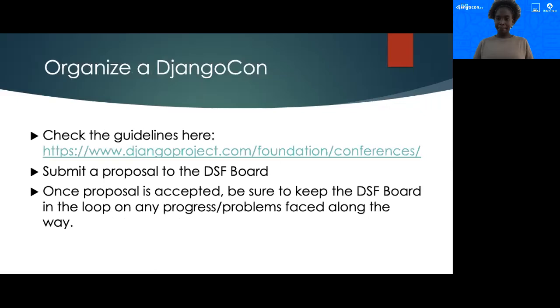Do you want to organize a DjangoCon or the next DjangoCon Europe? Read our guidelines on DjangoCons and how to apply. For new DjangoCon events, please bear in mind that the name DjangoCon is reserved for large events which cover a region or a continent and not just one country. Submit your proposal to the DSF board, and once your proposal is accepted, be sure to keep the DSF board in the loop about all your major decisions.